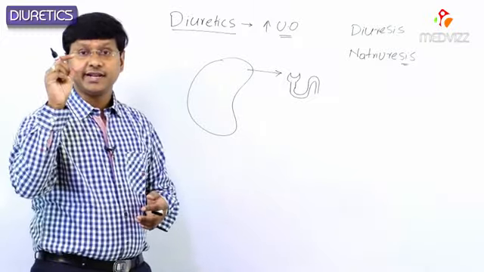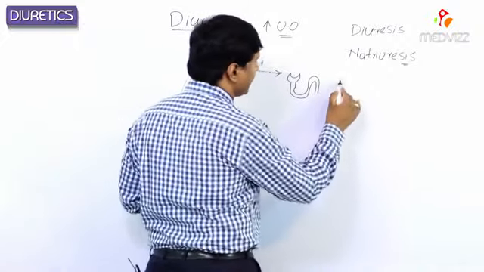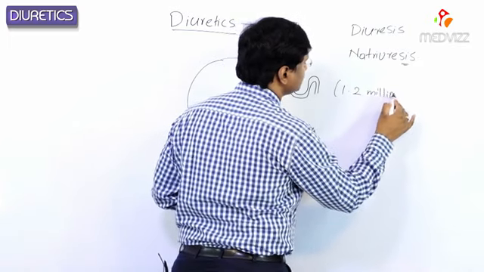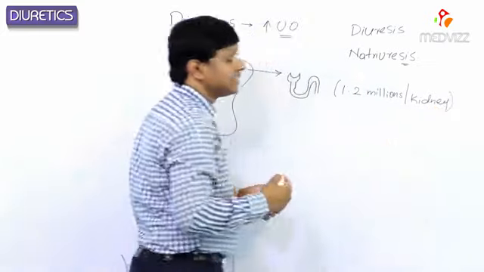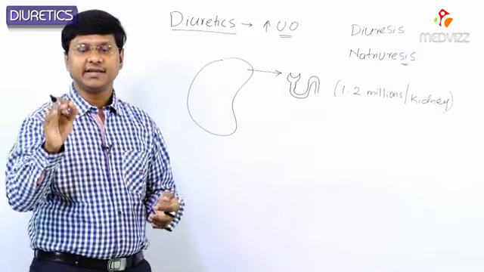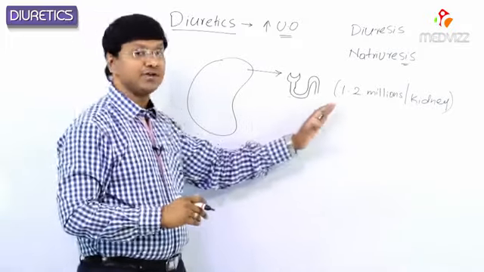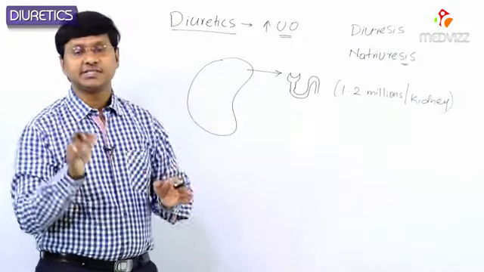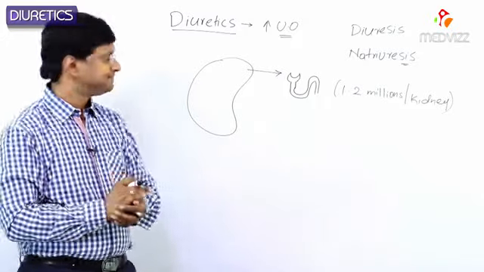Now take the number of nephrons in an individual kidney. The number of nephrons is approximately 1.2 million per kidney. That means a total of 2.4 million nephrons in an individual. So one kidney has around 1.2 million nephrons, and if you take both kidneys, there will be 2.4 million nephrons in an individual.